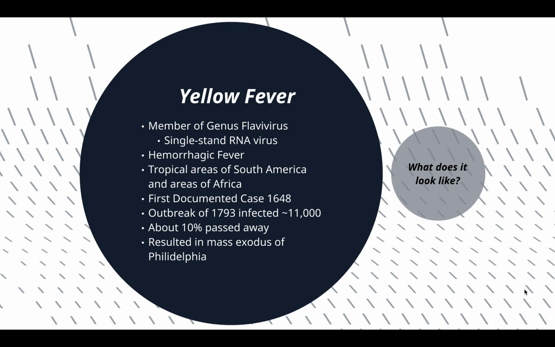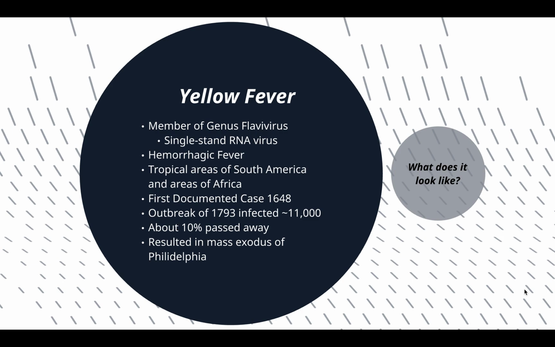When looking at the outbreak of 1793, about 11,000 people were infected and 5,000 ended up passing away, which was around 10% of the population living in Philadelphia at the time, which is quite a bit. This resulted, of course, in a lot of fear and ended up in a mass exodus of Philadelphia.